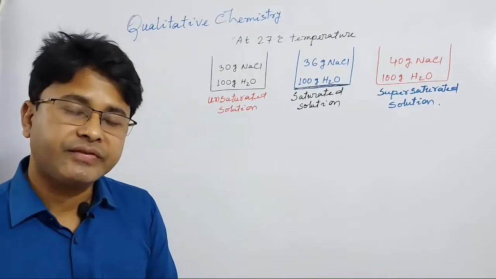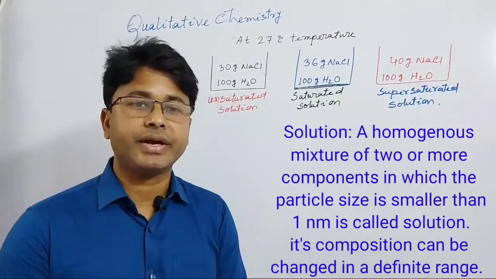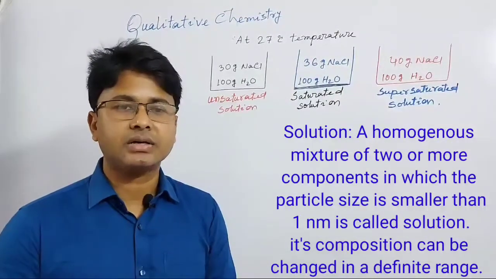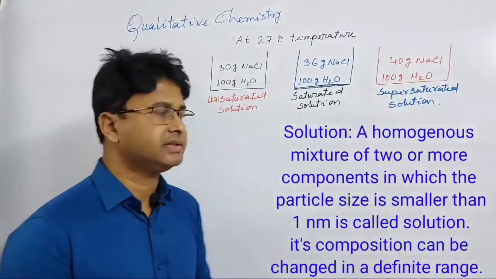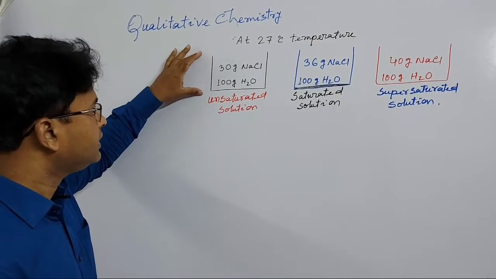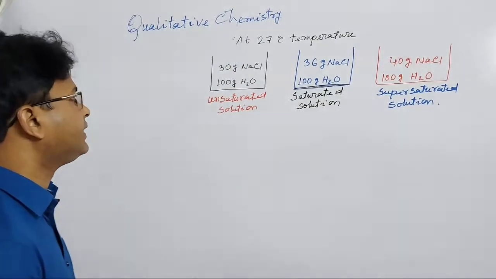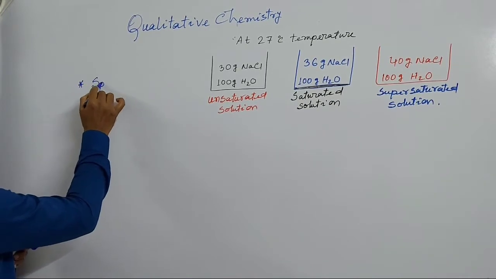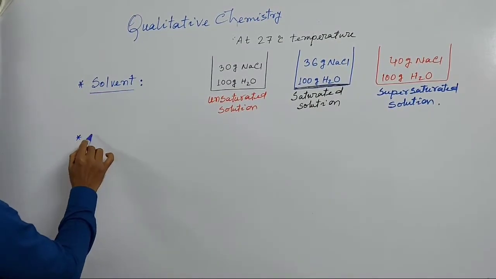Now come to the definition of solution. A homogeneous mixture of two or more components in which the particle size is smaller than 1 nanometer is called solution. Its composition can be changed in a definite range. Dear students, you can see there are two parts in a solution. Here one part is water and the other part is sodium chloride. Actually, the water is the solvent, and sodium chloride is solute.